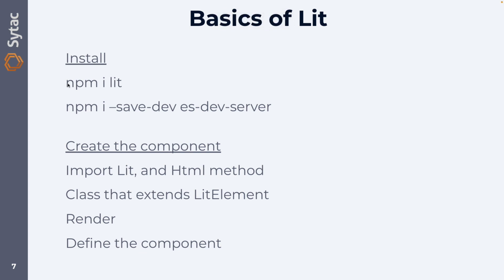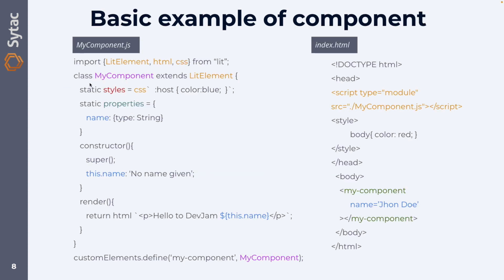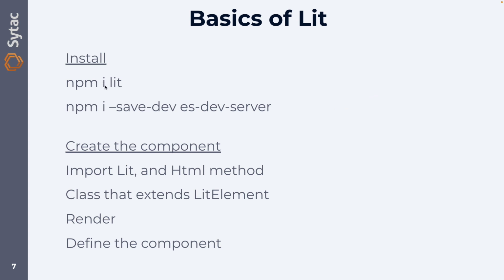Okay, the basics. If you want to start from scratch, open your console, do npm install lit, and this is the server that you can use, ESDev server, just to create a very fast and small server, so you can create your components. Okay, as we said before, you have the import for lit, an HTML method, the class that extends the LitElement, the render, you define the component. That's like the bare minimum that you need.